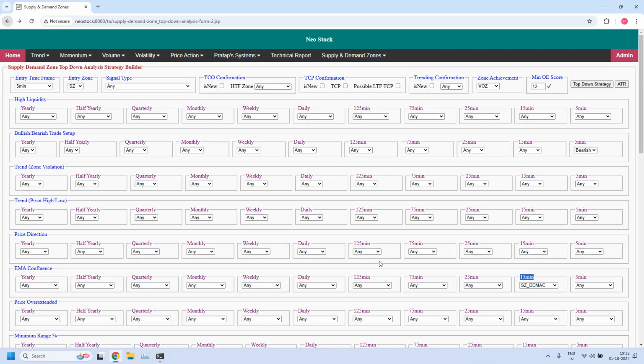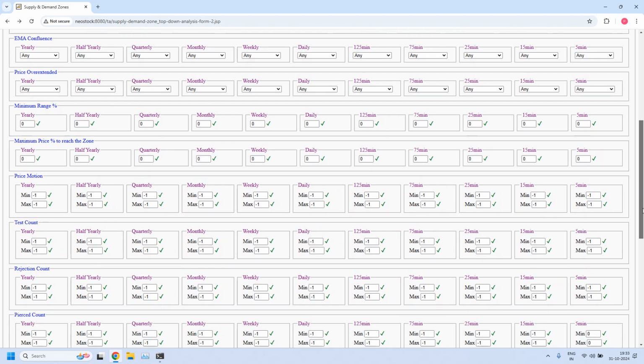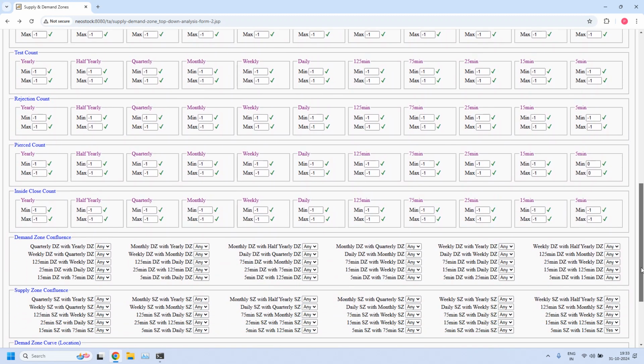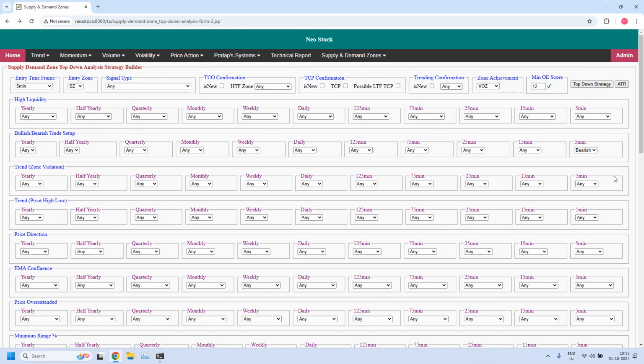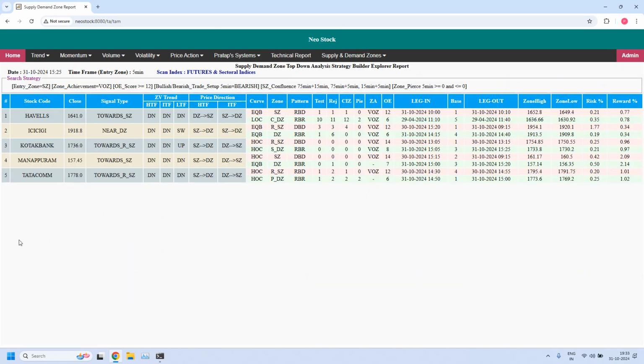Okay, next let us look for LTF, ITF, HTF confluence. That is 5 minutes, 15 minutes and 75 minutes supply zone confluence. We need to set 3 filters. First filter is already enabled. Second filter 5 minute supply zone with 75 minute supply zone confluence. Third filter is 15 minute supply zone with 75 minute supply zone confluence. With all the 3 filters LTF, ITF, HTF supply zone confluence, we got 5 stocks.